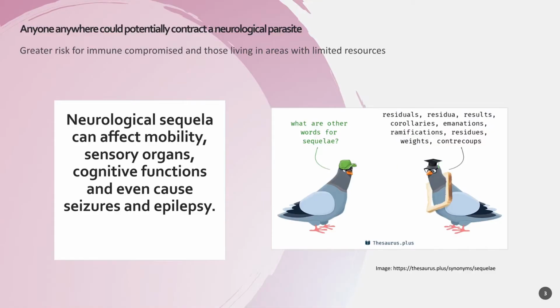Anyone, anywhere can be infected by a parasitic disease, although those living in areas with limited resources are at a greater risk. Those with compromised immune systems are highly susceptible to debilitating consequences once infected. Neurological sequelae can affect mobility, sensory organs, cognitive functions, and even cause seizures and epilepsy. People suffering with the diseases have lifelong disabilities, increased poverty, and face social stigma.